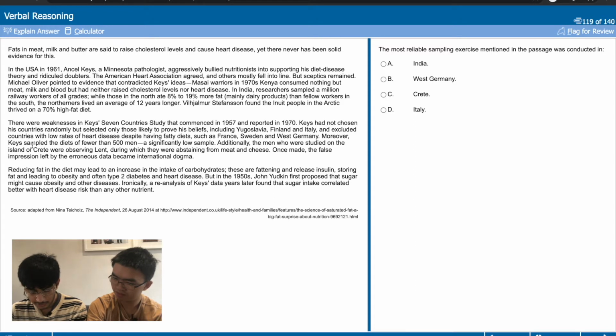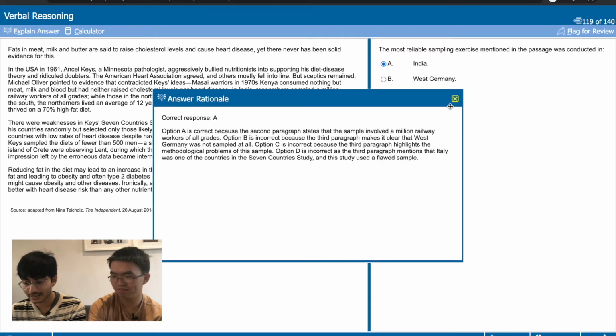Okay, I found sample as well in the third paragraph. So there are different samples in different areas. So fewer than 500 men, significantly low samples. So it's not like the 7 country study. Okay, so it's probably not going to be any of these 7 country study. So it's not going to be Crete or Italy. Is West Germany in that? No, West Germany. It's probably going to be India. Hopefully this is right. Okay, it's A.